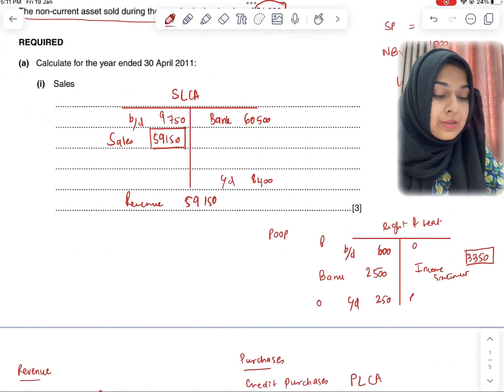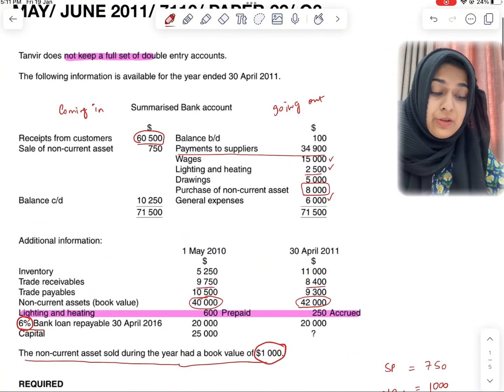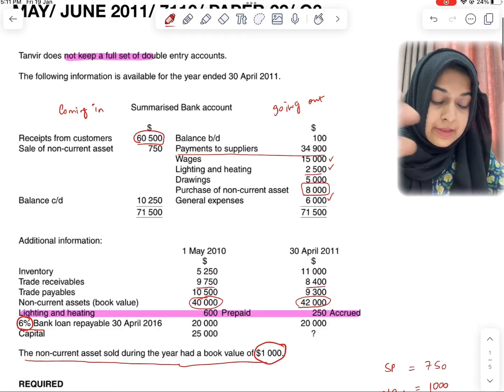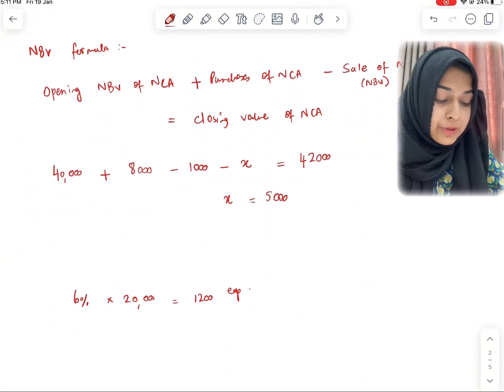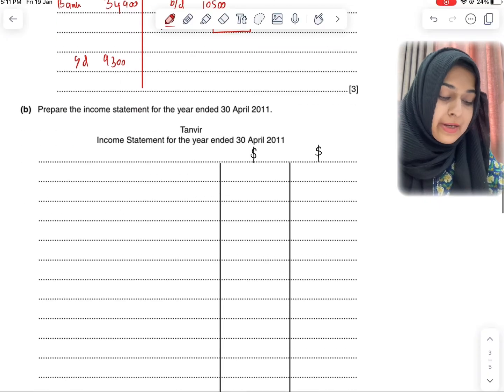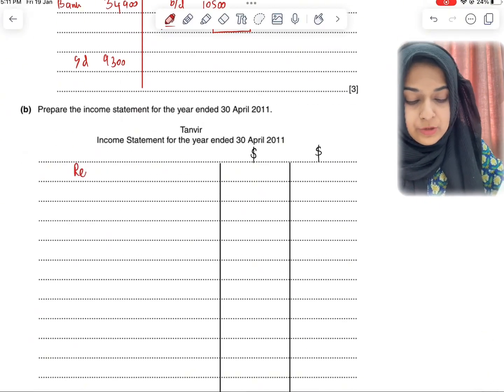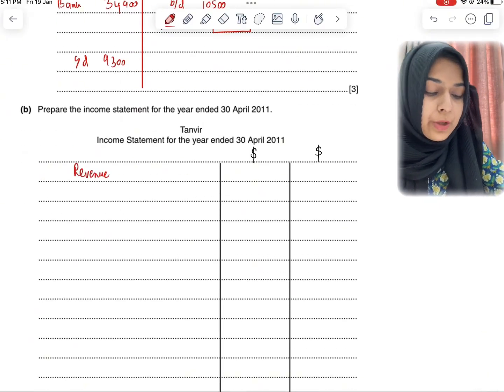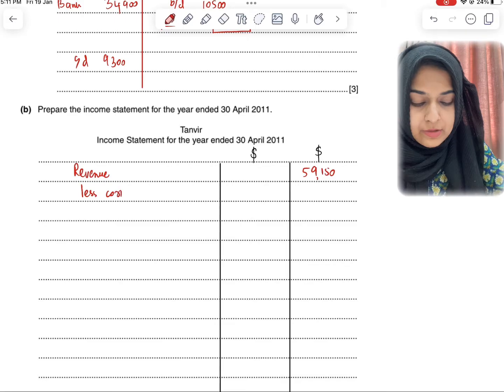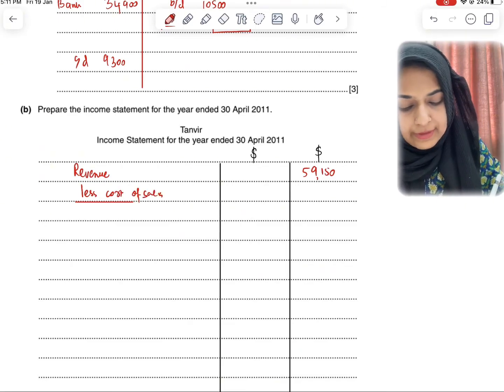Now we've just completed all the information, so everything is there. We have all the values that we can put in the income statement. Now we just use the format and start making the income statement. So we start with the revenue. The revenue we calculated was 59,150, and then you write here less cost of sales. And then obviously you know the format.